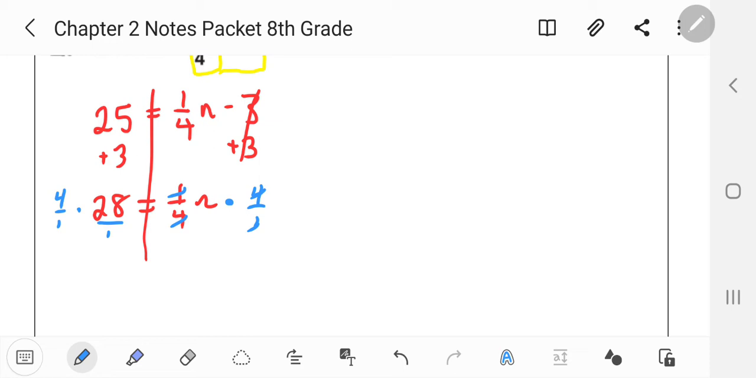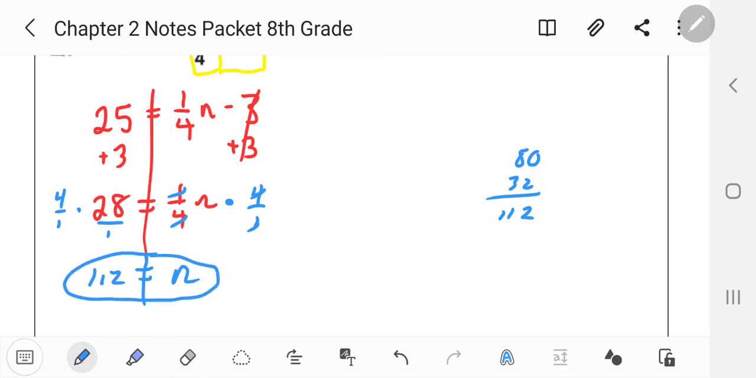That whole number into a fraction, and then multiply, although it's just going to be 4 times 28, which, excuse me, is, what is that? 80 plus 32 is 112. All right, so that gets us 112. And when these cancel out, you get n. So n equals 112.